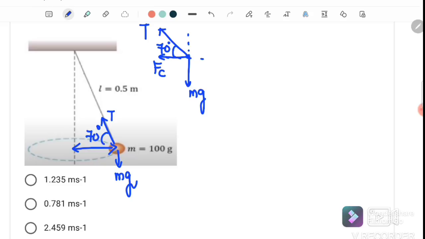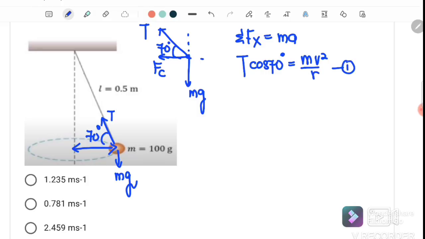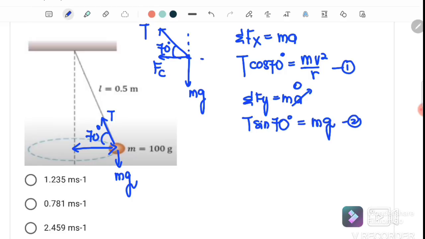Okay, so here we can construct two equations. The first equation is Fx equals to ma, where Fx here is T cos 70 degree, which equals our centripetal force, mv squared over r. So this is our first equation. And the second equation is Fy equals to ma. Since the pendulum is only moving horizontally, the y component is equal to 0. So we can write T sin 70 degree equals mg. So this is the second equation.